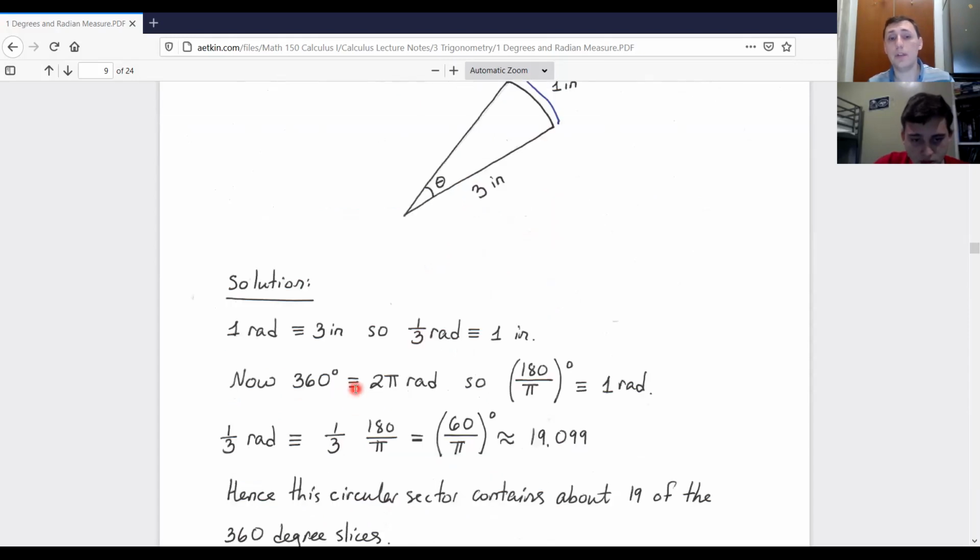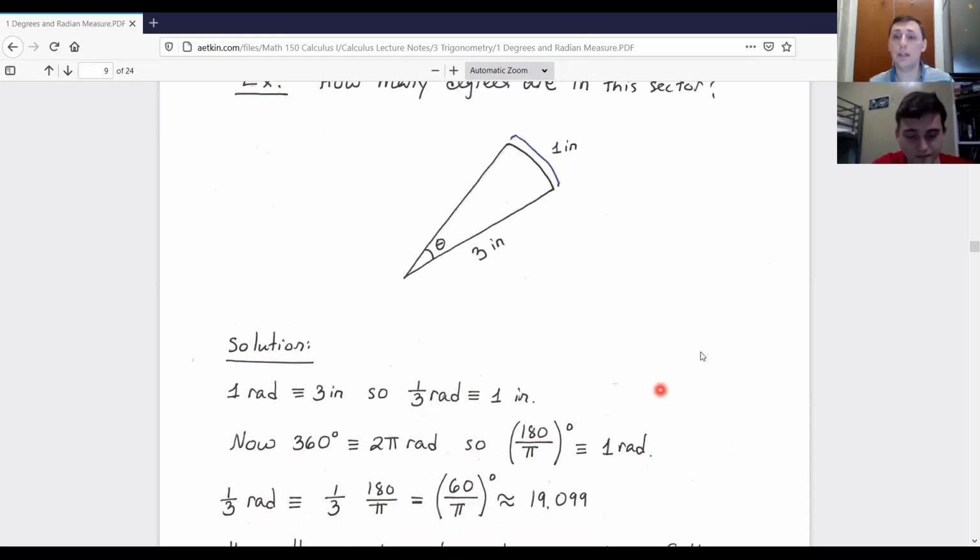Well, I remember that 360 is 2 pi radians, which means 1 radian is 180 over pi. And I need not 1 radian, but 1/3 of that. So 1/3 of 1 radian will be 60 over pi degrees, or 19.099 approximately.